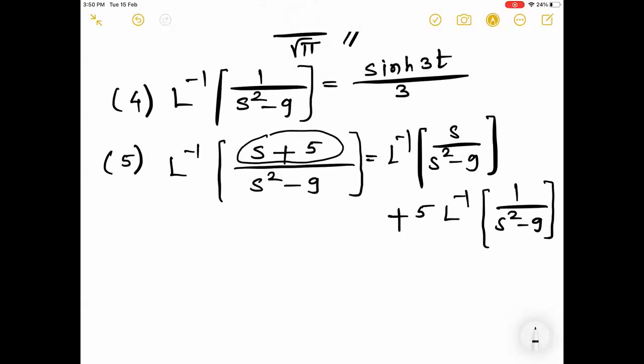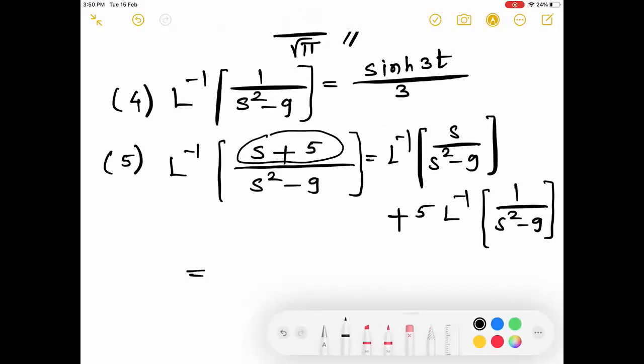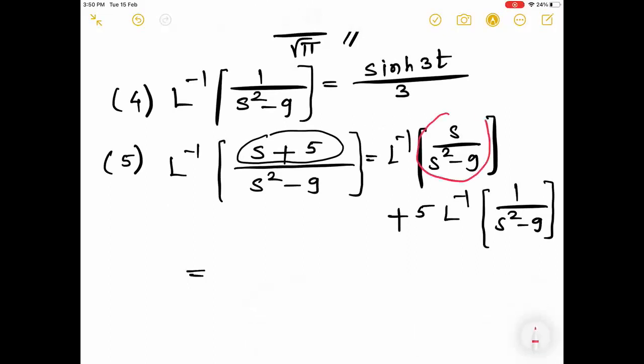Now tell me, what is the inverse transform of the first term and the second term? Cos hyperbolic 3t. Yes, so this is cos hyperbolic 3t, it's a function of s in the numerator upon this one, plus 5 as it is. And the second term is sine hyperbolic, so this is sine hyperbolic 3t upon 3. Correct? Upon 3 will come, no? So that is a function of t.